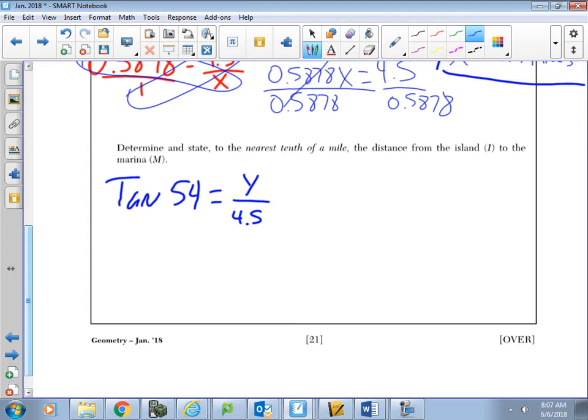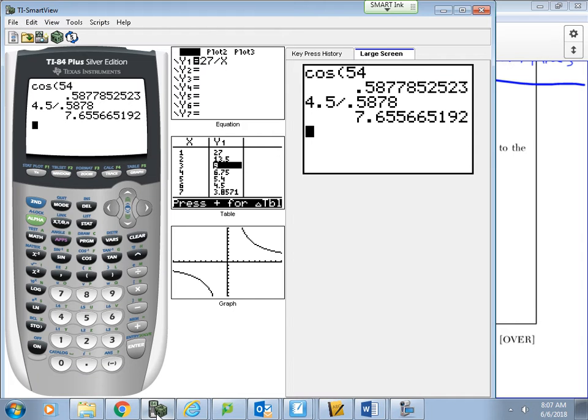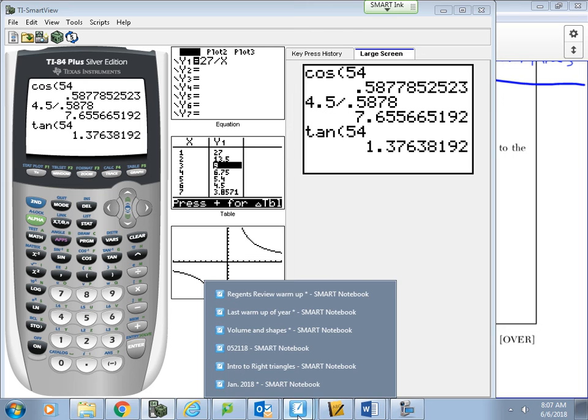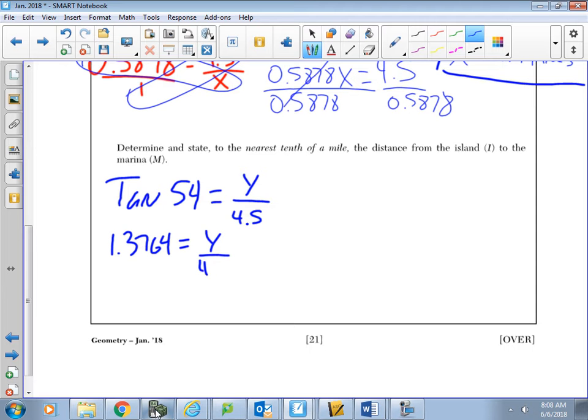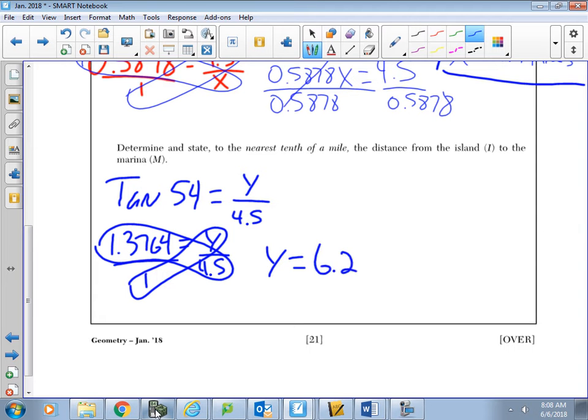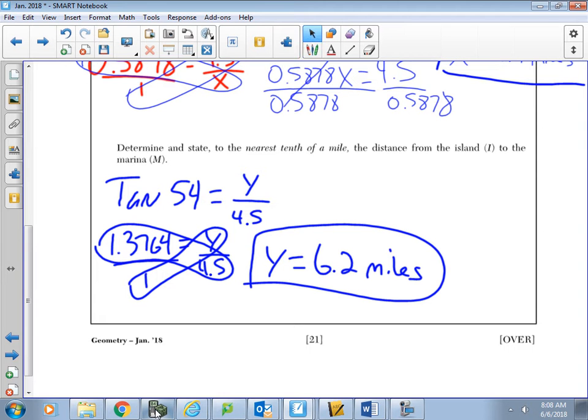All right, now I'm going to put in tangent of 54, and I'm going to round that: 1.3764. So 1.3764 is equal to y over 4.5. Now I'm going to put this over 1, and I'm going to cross multiply. We don't have to divide in this case because it's going to be y times 1 equals. Then once you put that in, you end up getting 6.2 miles. There you go. So that's it for that one.